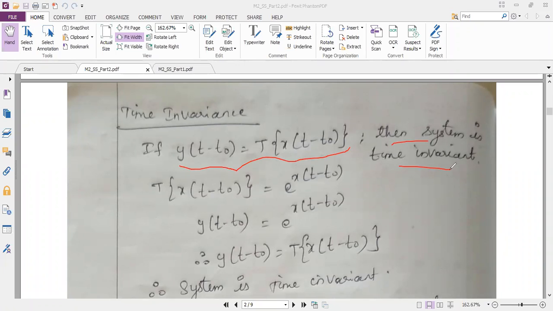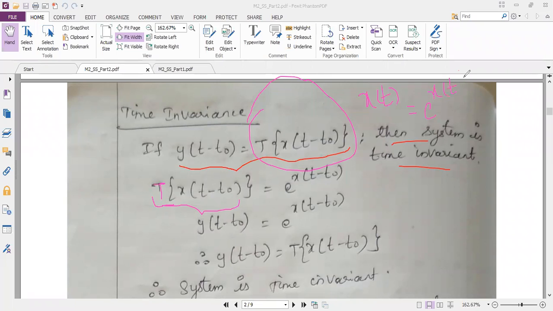So now I will proceed to my question. As per my condition, my right hand side is I have to perform the operation. What operation? T of x of t minus t naught. So that I am writing here in next line. I want the operation T on x of t minus t naught. So as per the question, x of t, I know, is e power x of t.